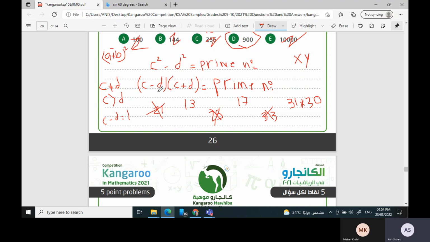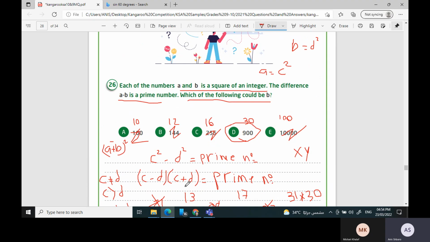And if I want to make it real, I'm going to use each one. I'm going to put them directly here. So first of all, we calculated D. D, simply the square root on both sides. D is equal to the square root of B. So the square root of 100 is 10. The square root of 144 is 12, etc.